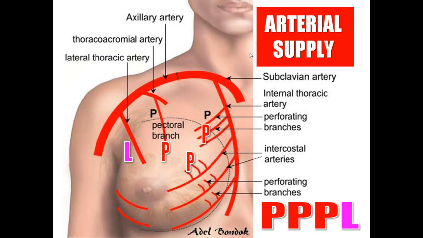So, arterial supply of the breast: four arteries, three P's and one L. Pectoral branch of the thoracoacromial artery. Perforating branches of the internal thoracic artery. Perforating branches of the intercostal arteries. And the lateral thoracic artery from the second part of the axillary artery.